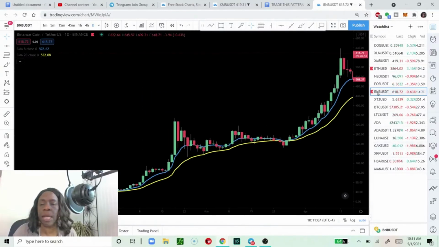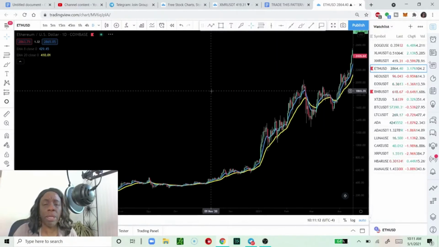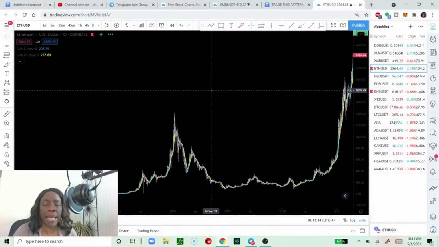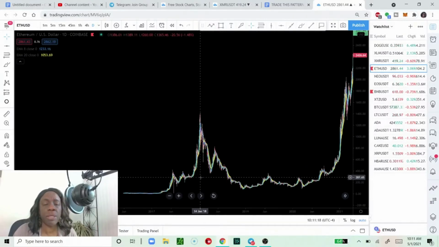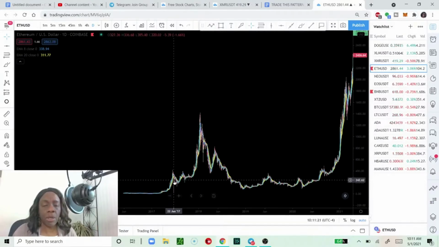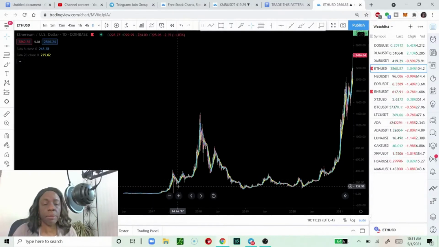So I'm going to go to Ethereum. I found an awesome example on Ethereum, but going all the way back is where I found it. So I went all the way back to, this is like 2017, and I found it down here. So I'm going to zoom in.